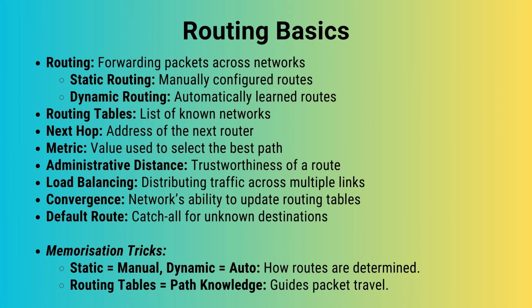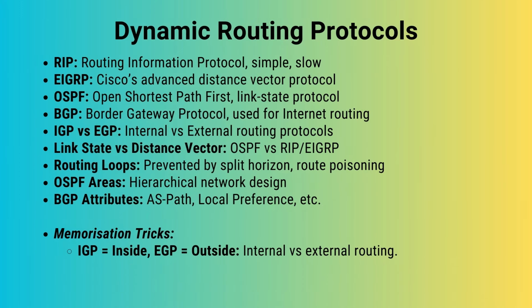Dynamic routing protocols include RIP, OSPF, EIGRP, and BGP, each with its own characteristics and best use scenarios. Interior gateway protocols, IGPs, like OSPF and EIGRP, are used within an organization, while exterior gateway protocols, EGPs, like BGP, are used between different organizations. Understanding routing is essential for designing robust, scalable networks and troubleshooting connectivity issues in complex network environments.